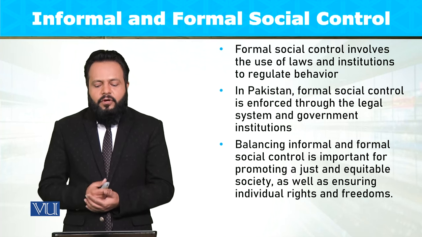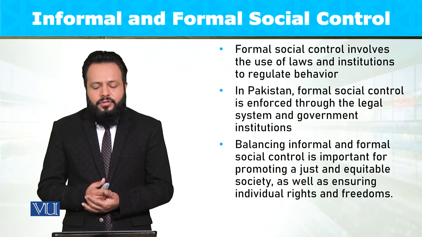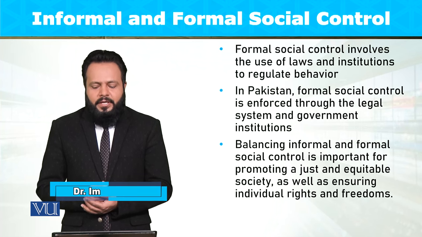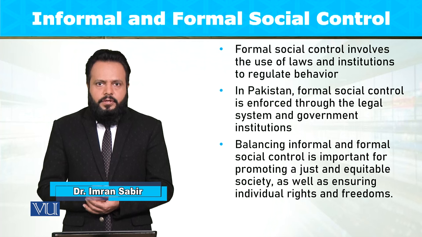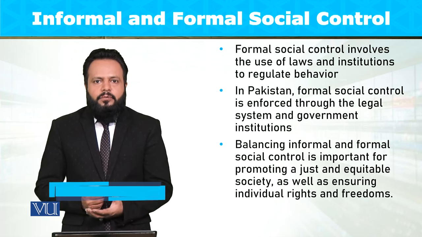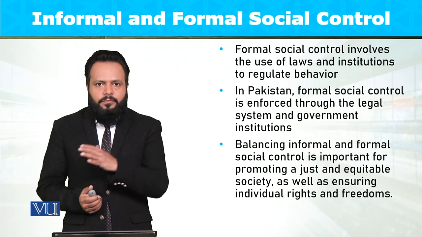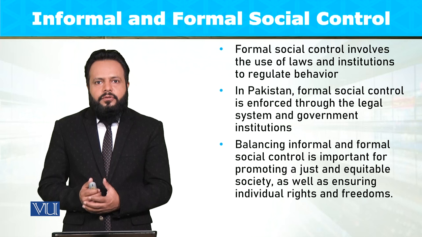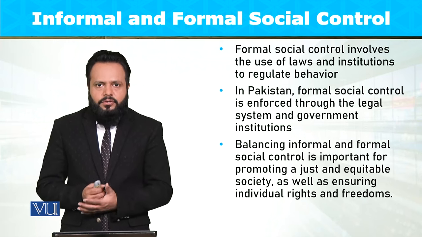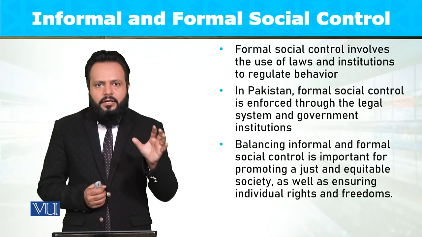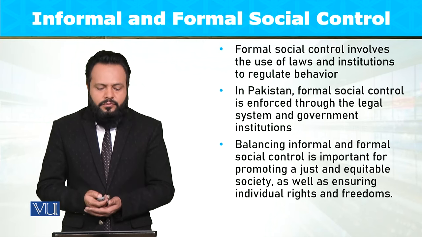And balancing the informal and formal social control is important for promoting a just and equitable society, as well as ensuring individual rights and freedom. So, formal mechanisms of social control act mostly in public spaces or public spheres, whereas the jurisdiction of informal social control is restricted to certain aspects in which these formal institutions of social control do not exist.